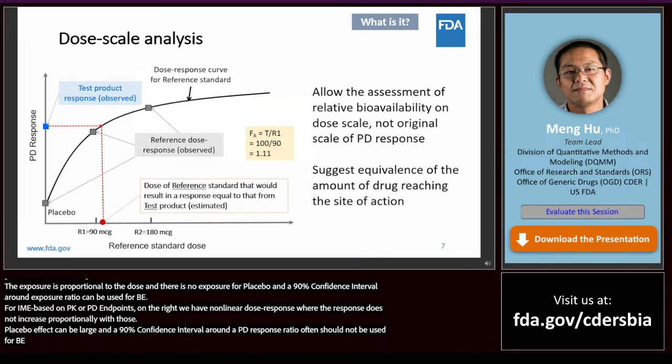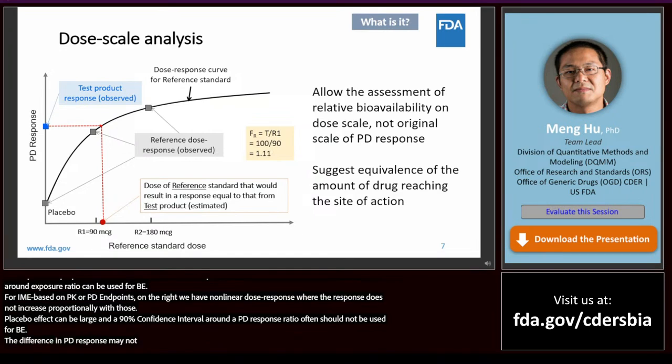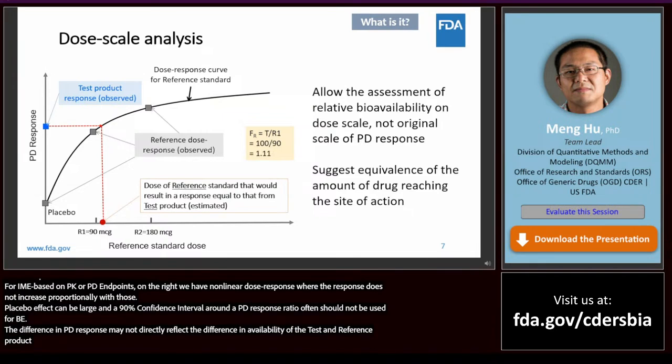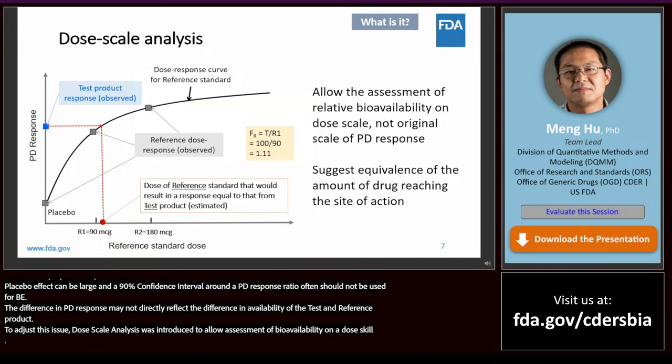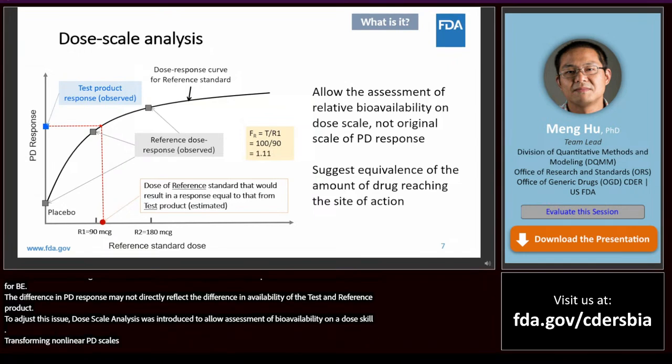Given the nonlinear dose-response relationship, the difference in PD response may not directly reflect difference in the relative bioavailability of the test and the reference product. To address this issue, dose scale analysis was introduced to allow the assessment of relative bioavailability on dose scale, not original scale of PD response. That is, transforming nonlinear PD scale to linear dose measurement scale, so the results can be used to support equivalence of the amount of drug reaching the site of action.